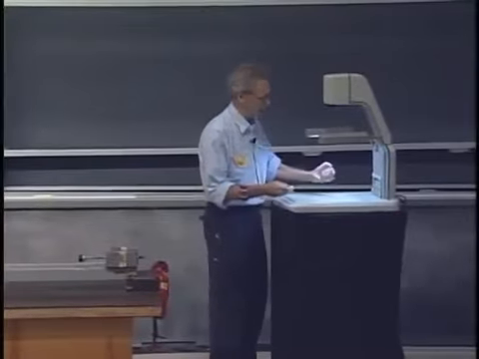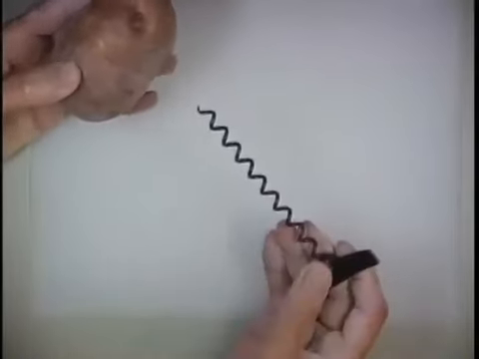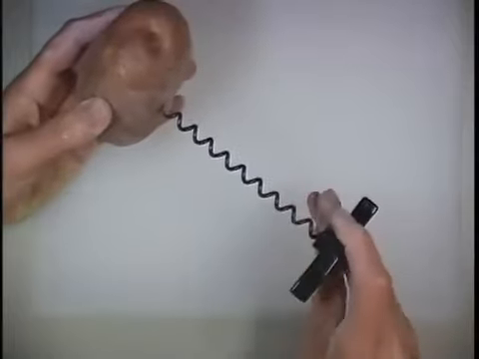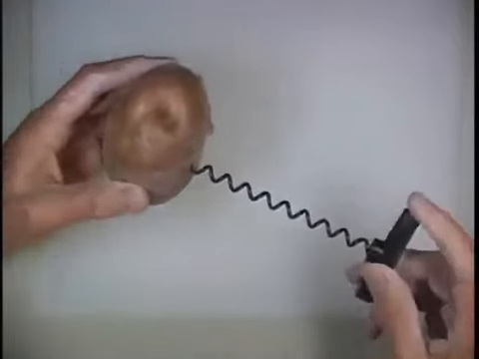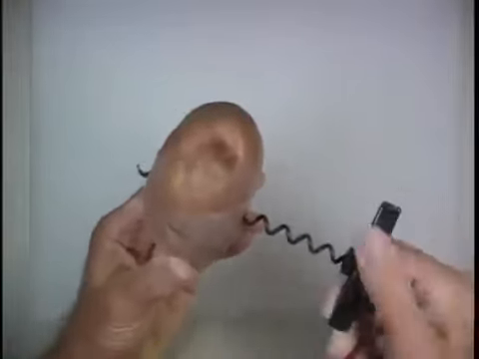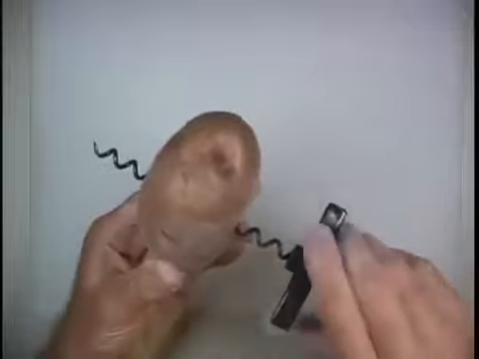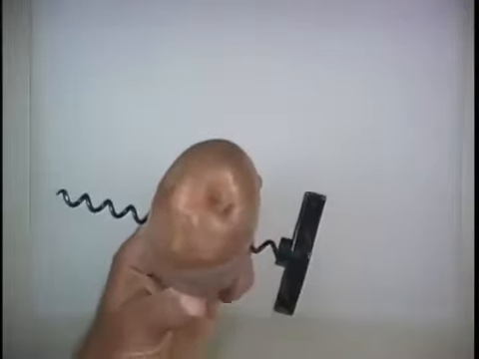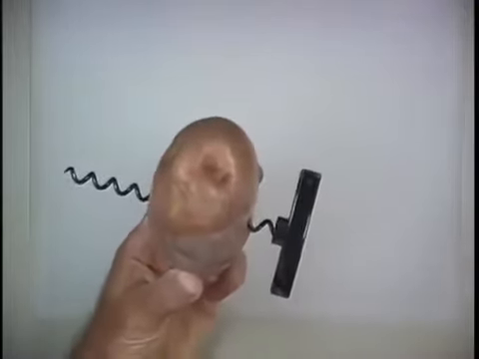I have an apple, not an apple, this is a tomato. Not a tomato, it's a potato. I have a potato here, and here is a corkscrew. I'm going to turn the corkscrew, as seen from your side, clockwise. And you'll see that the corkscrew goes into the potato. That's the direction then of the vector.